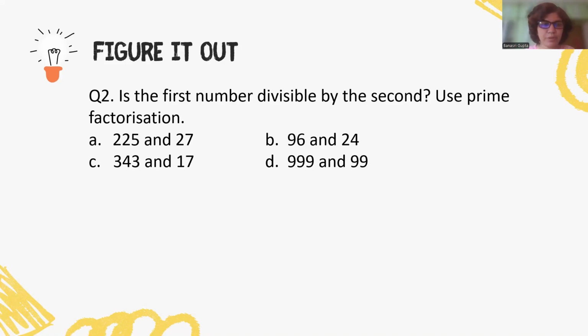So let's see the second problem. Is the first number divisible by the second? Use prime factorization. So A, 225 and 27. We prime factorize 225. 225 is 15 square, so 3 into 5 and 3 into 5. And 27 is 3 cube, so 3 into 3 into 3. What we see is that 225 has two 3s and 27 has three 3s. So all the prime factors of 27 are not included in 225. So 225 is not divisible by 27.